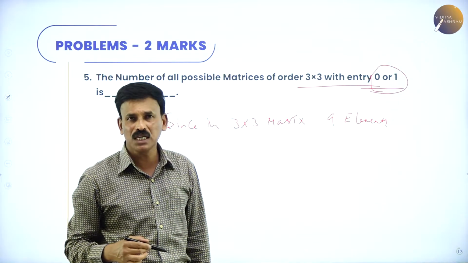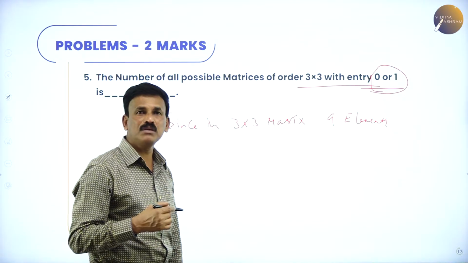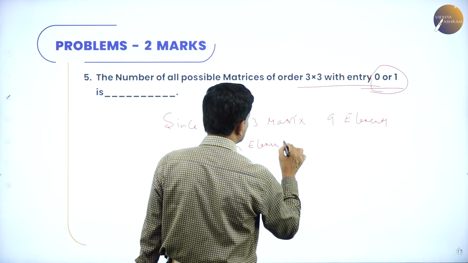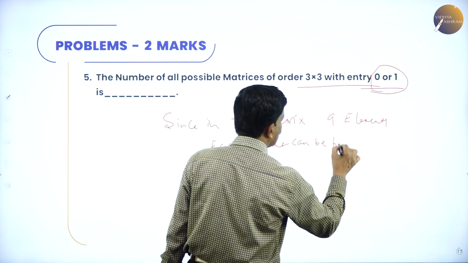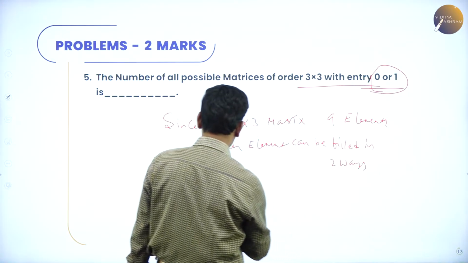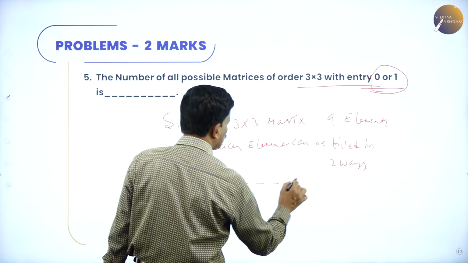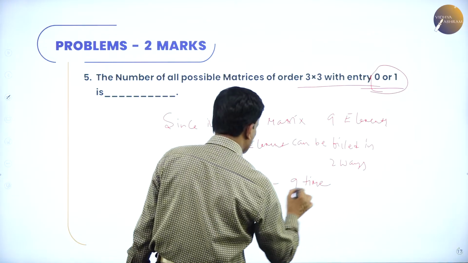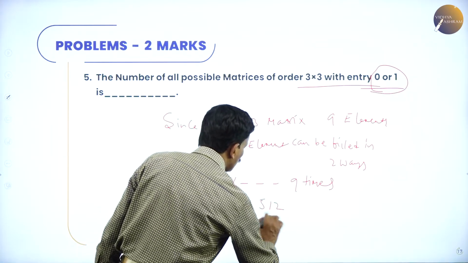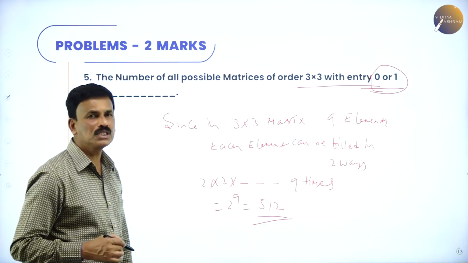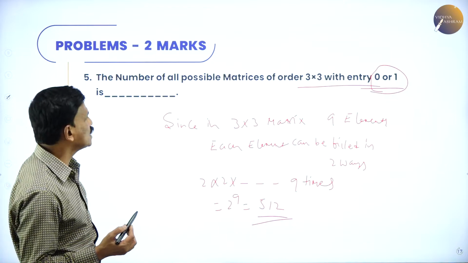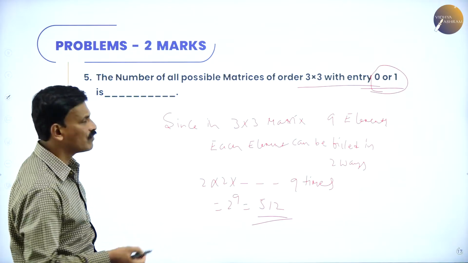So, with these 2 elements, each element can be filled in 2 ways, as 2 into 2 into 2. How many times? 9 times. So, therefore, this can be written as 2 to the power of 9 is equal to 512. So, these are the possible ways. The number of all possible matrices of order 3 cross 3 with entries 0 and 1 is 512.